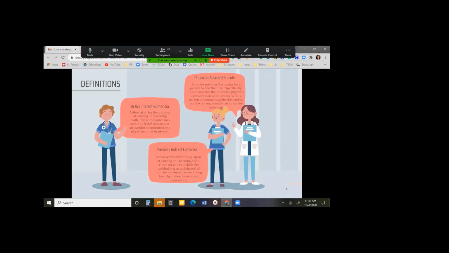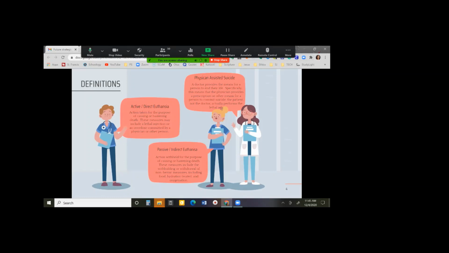But in any case, active or direct euthanasia is action taken for the purpose of causing or hastening death. These measures may include a lethal injection or an overdose committed by a physician or another person. So notice the big difference here is the physician is taking an active step to end the life of another person. Passive or indirect euthanasia is action withheld for the purpose of causing or hastening death. And again, notice the intent is to cause or hasten death.